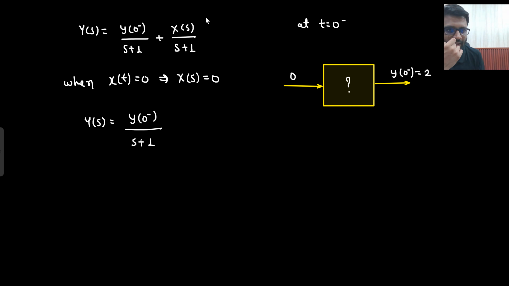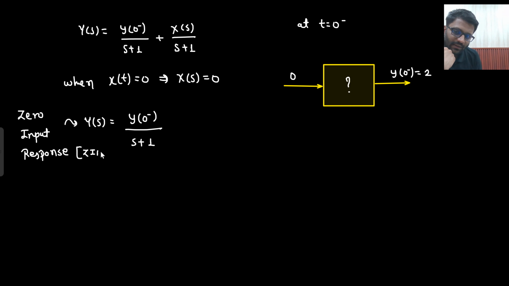So even if you don't apply any input, still you will have this output. This is known as the zero input response, the ZIR. That means even if you don't apply any input, still you are getting some output. Are you able to understand this point? So this is your zero input response.